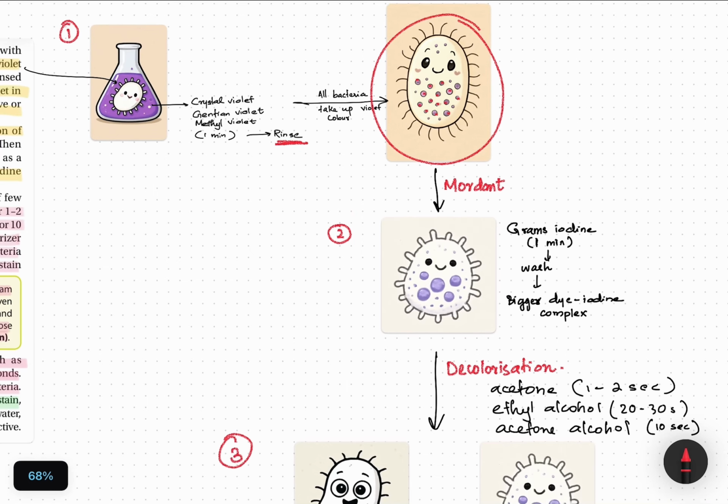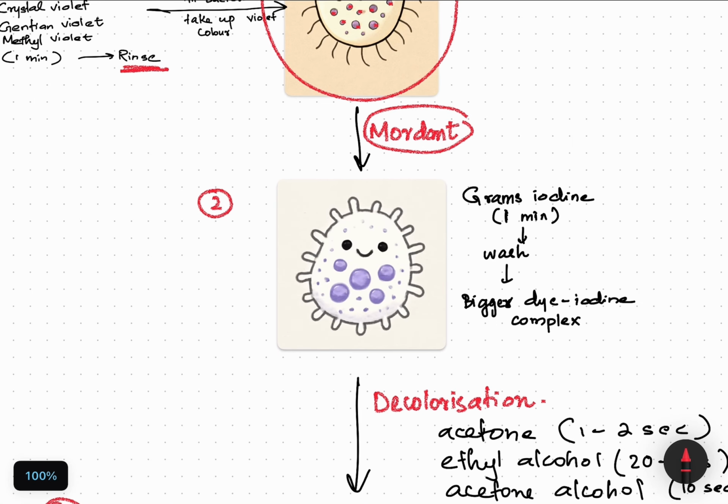Now I am going to add a mordant. I am going to add something that will amplify the violet color. So what is the mordant here? The mordant I am using here is Gram's iodine.